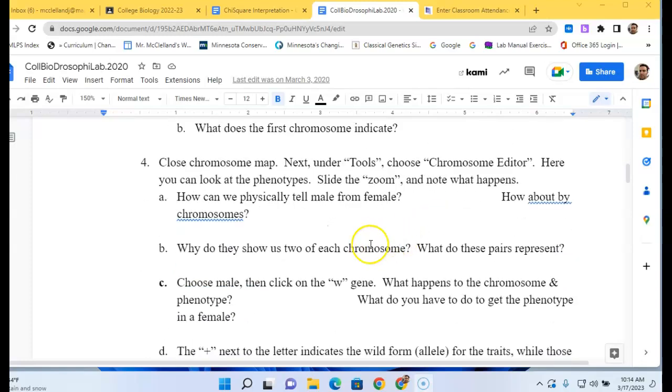So question 4, how can you physically tell male from female? Is the shape of the abdomen. The male had a rounder, less pointy abdomen than female. On the chromosome map, obviously you can look at if it has one X chromosome or two, but we wouldn't physically be able to see that on a fly.